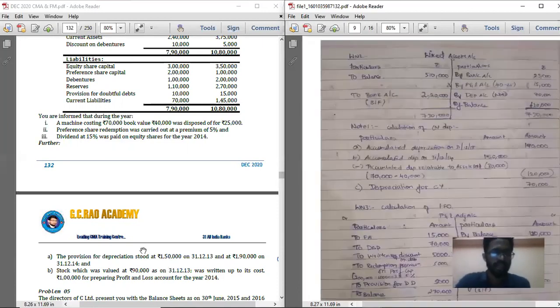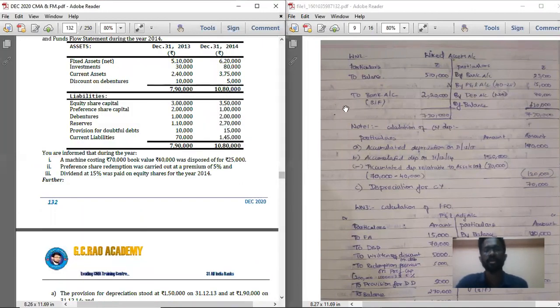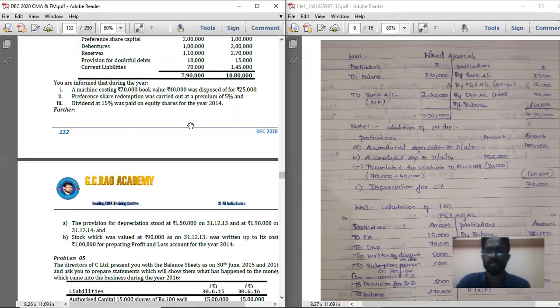Next, they have given machine, which belongs to fixed assets. So open the fixed assets account, put the opening balance on the debit side, closing balance on the credit side, and whatever the depreciation. Here we can calculate depreciation using the provision for depreciation account. Just calculate the current year depreciation. This year accumulated depreciation is 1,90,000, put it in the outer column. Last year depreciation is 1,50,000, put it in the inner column. From that 1,50,000, the depreciation which belongs to the machine costing 70,000, less book value 40,000, is 30,000.